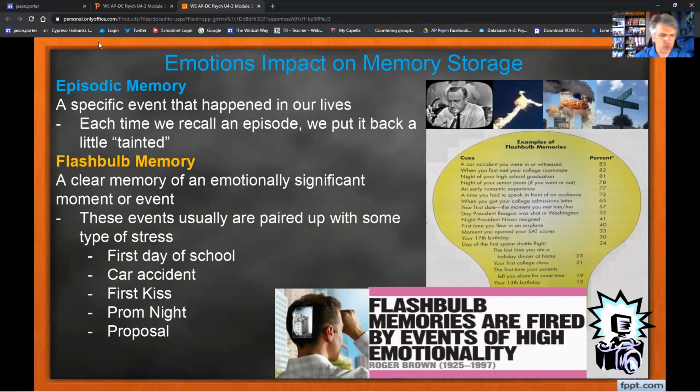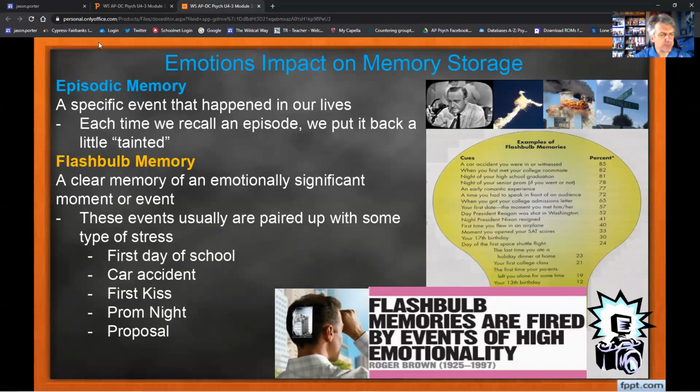It could be the first day of school, a car accident, your first kiss, prom night, a proposal, all these different things locked in your mind. Sometimes the memory can be collective. September 11th, for a lot of people, they can remember exactly where they were when the second plane hit and all these other things, because it just gets burned into your mind. So flashbulb memories tend to be very, very vivid memories. We can clearly see what's going on there.